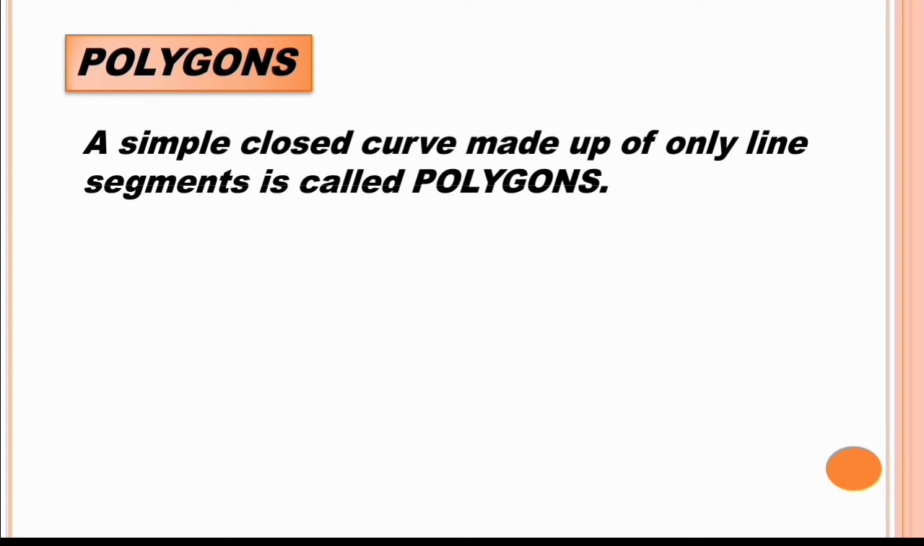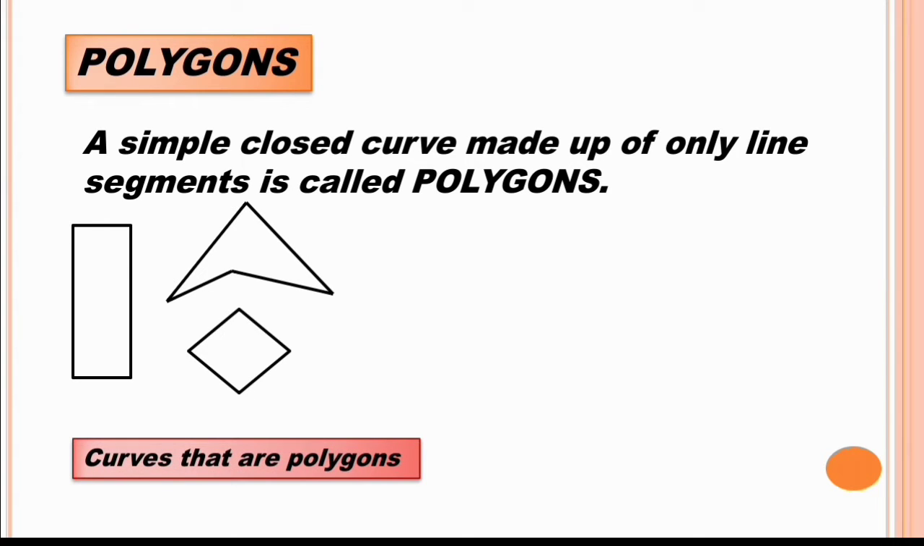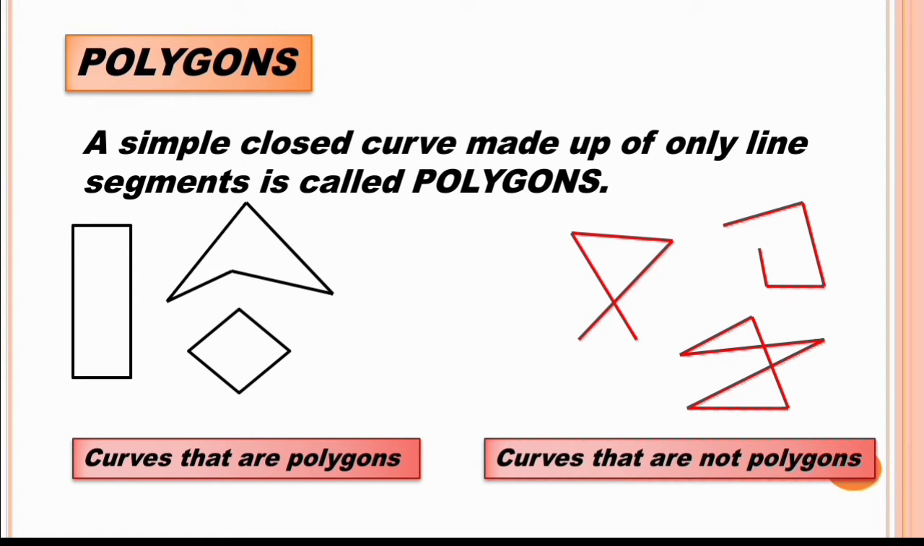Let's see what a polygon is. A simple closed curve made up of only line segments is called a polygon. Look at these figures also, students. All these figures are closed and made up of only line segments. So these curves are polygons. And look at these figures also. All these figures are not closed. So these curves are not polygons.